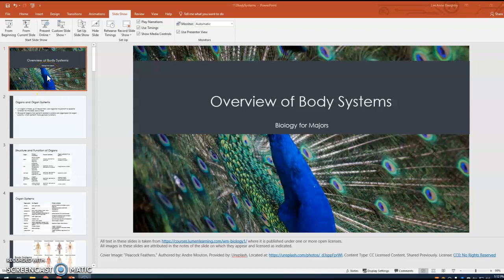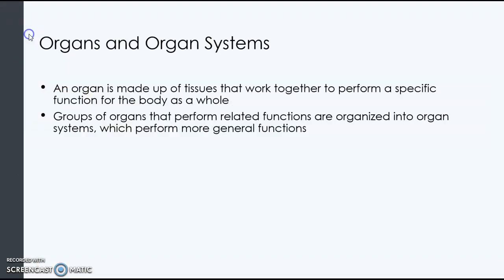These are the lecture notes for Overview of Body Systems, the topic that we're covering in week 10. Body systems are also called organ systems. In humans, we have 11 total organ systems.